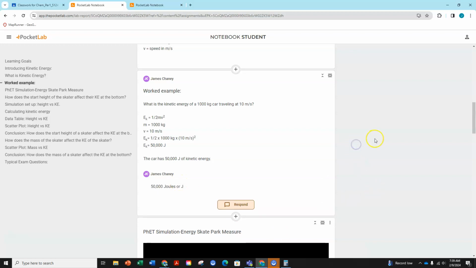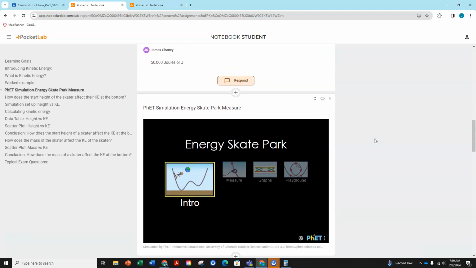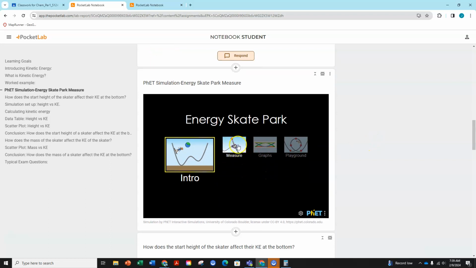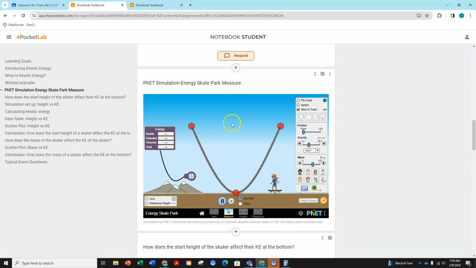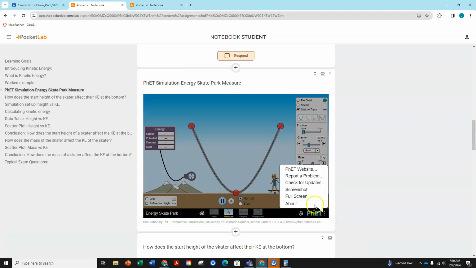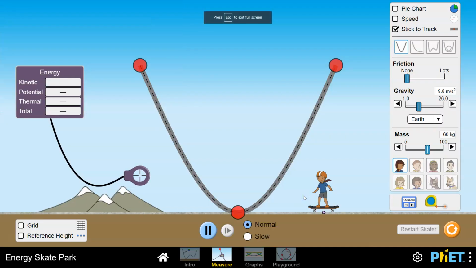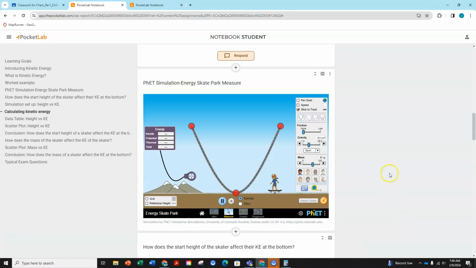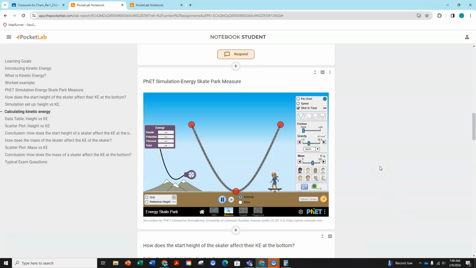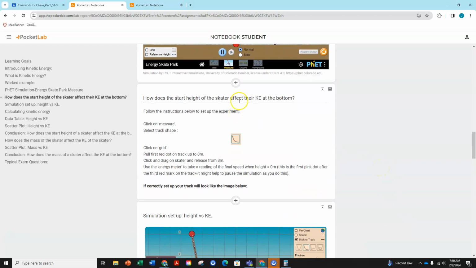Okay, so I believe that's, well no, we got further than that. So then we got in here, and this is the actual Energy Skate Park. We're going into the measure section, and you can actually do the simulation right in here instead of having to go to Clever and go into the PhET labs, which is why we're trying this. So these 3 dots, you can do a full screen, and you can go back like this to get back to our Pocket Lab.